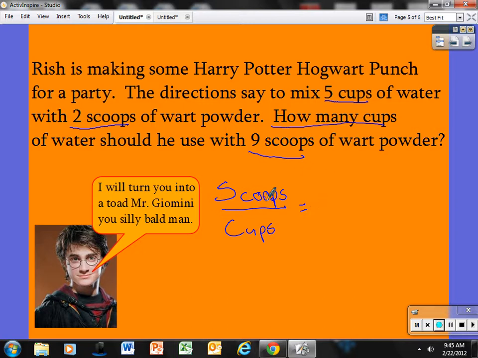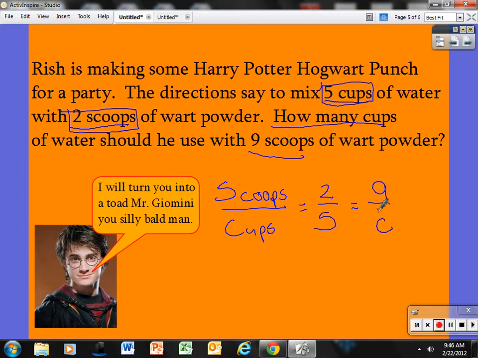So if I take a look, I have scoops on top. The directions say to mix 5 cups of water with 2 scoops of wart powder. So for every 2 scoops of wart powder, I would then need 5. So the ratio is 2 to 5. For every 2 scoops, I get 5 cups. Now, that portion should be equal to, we don't know how many cups, so that is our unknown, so I'll put a C there for cups, to 9 scoops.